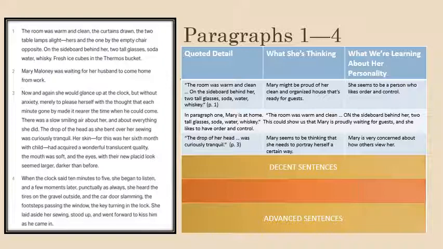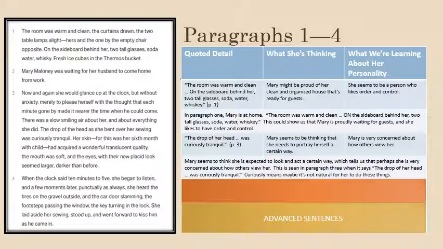So here's a decent way to put that into sentences. Mary seems to think she is expected to look and act a certain way, which tells us that perhaps she is very concerned about how others view her. This is seen in paragraph 3 when it says the drop of her head was curiously tranquil. Curiously means maybe it's not natural for her to do these things. So you'll see there's a slight step up in the quality of the writing here. I've also gone the extra mile of picking out a specific word and explaining how that word from the quote helps us understand why I might have come to this conclusion.